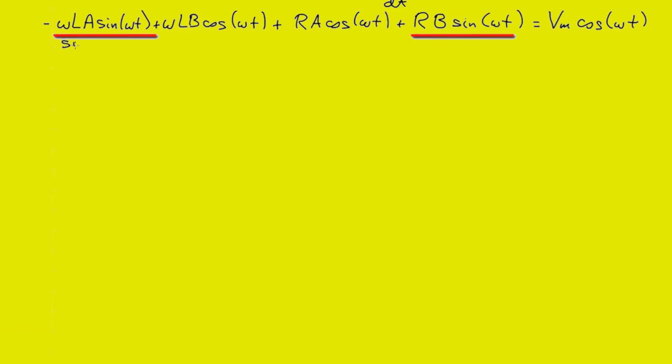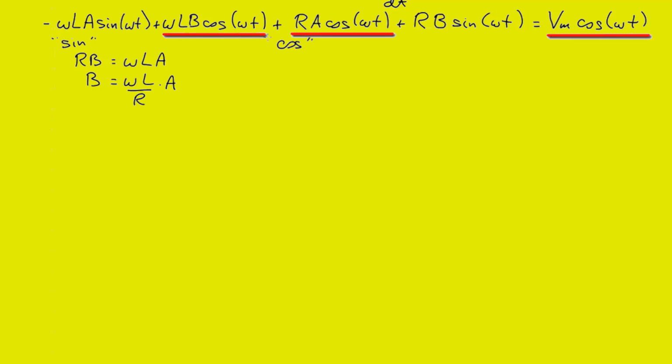We can now solve for our constants by equating coefficients. For the sine terms, we can see that we'll have minus omega L A and we'll have R B, so we can say that R B will be equal to omega L times A. We could solve for B if we want and write that as omega L over R times A. On the other hand, for the cosine terms, you can see that we're going to have omega L times B plus R times A, all equals Vm.